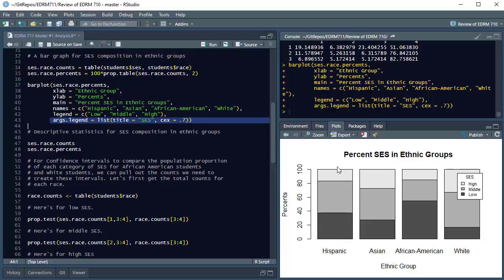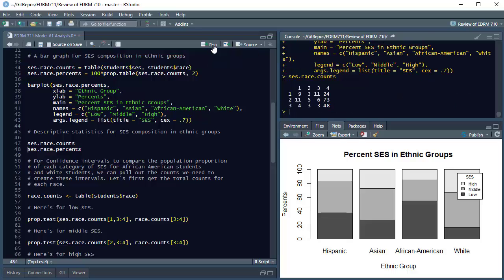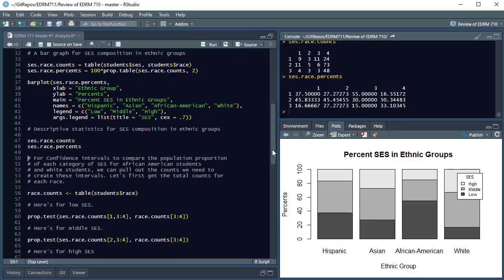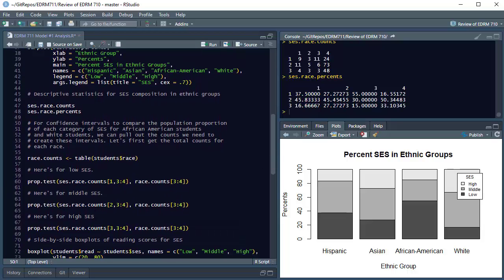Notice that for each sample, which represents the individuals in the population, I have 100% of that group. 100% Hispanic, 100% Asian, 100% African American, 100% white, but now I have shaded areas to show me what proportion of each of those are SES. If I want to look at those counts, which we've already done, there are the counts, and here are the percents.